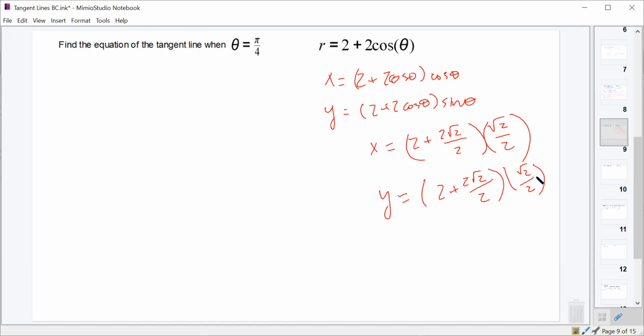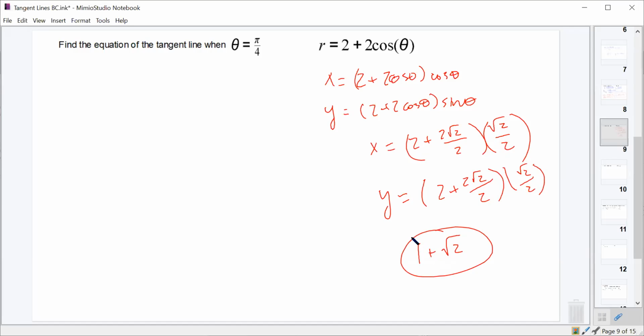And those should simplify out to be, what do those simplify to? Let's see. 2 plus root 2 times root 2 over 2 ought to be, what does that come out to be? Root 2 plus 2? No, root 2 plus 1. Everybody agree that those both equal 1 plus root 2?